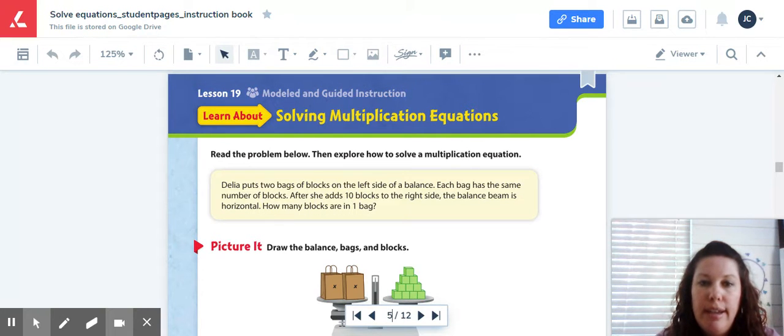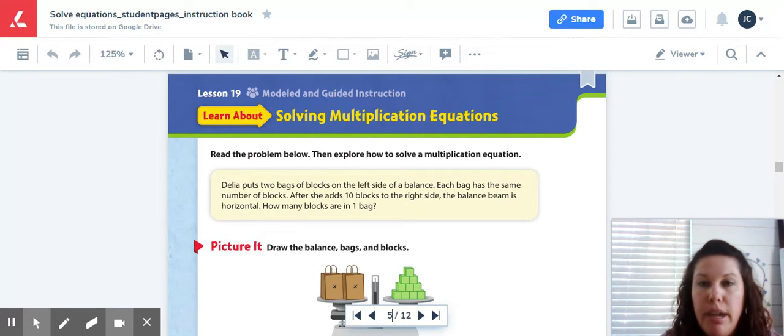Delia puts 2 bags of blocks on the left side of the balance. Each bag has the same number of blocks. After she adds 10 blocks to the right side, the balance beam is horizontal. How many blocks are in one bag?